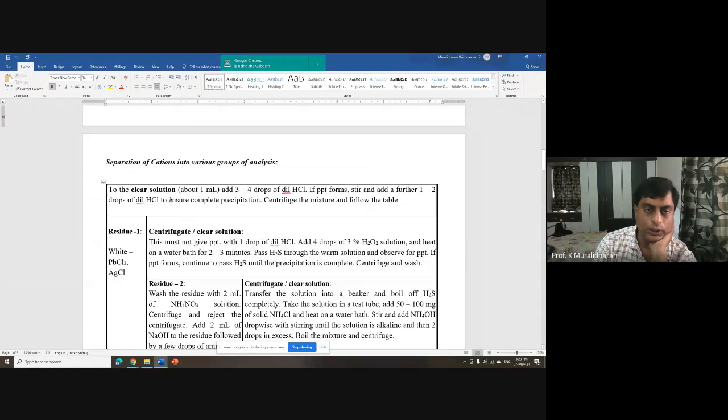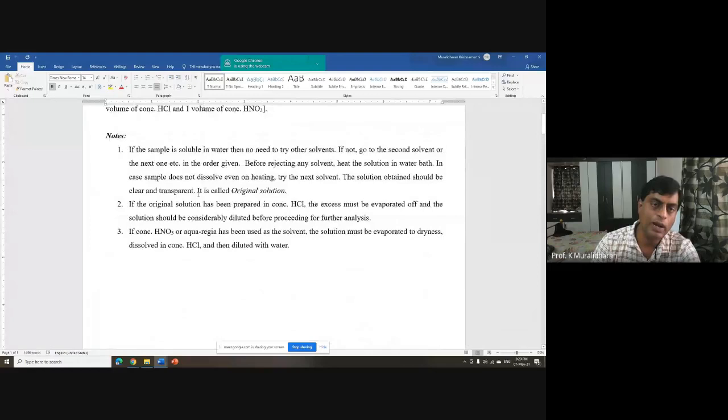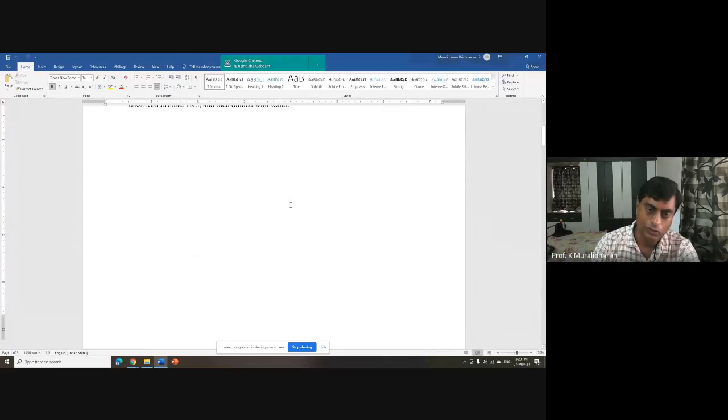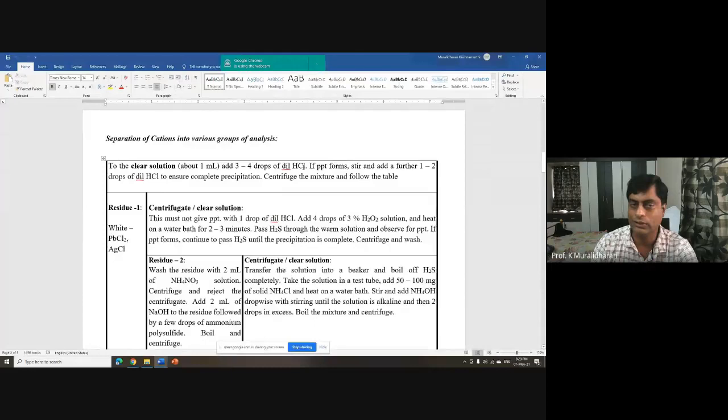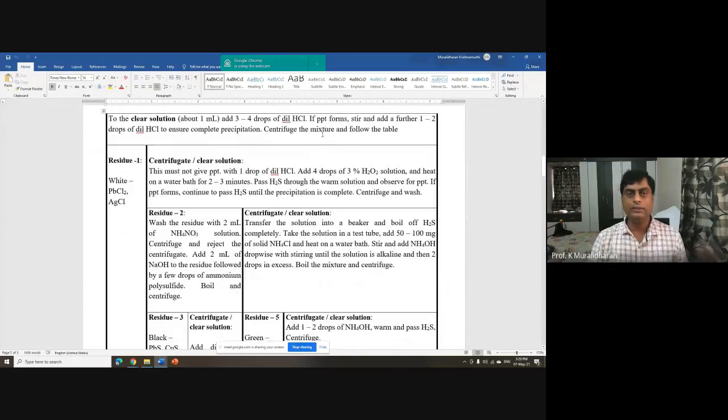Remember that if you have made the solution using any of these procedures with HCl, you need not add a little bit of dilute HCl again. There is no meaning here. Already it is in HCl solution, right? So assuming that today lead chloride and strontium nitrate are in water solution, you have to add dilute HCl. And further, add 2-3 drops to ensure complete precipitation.